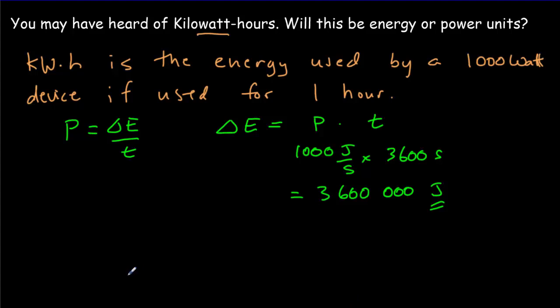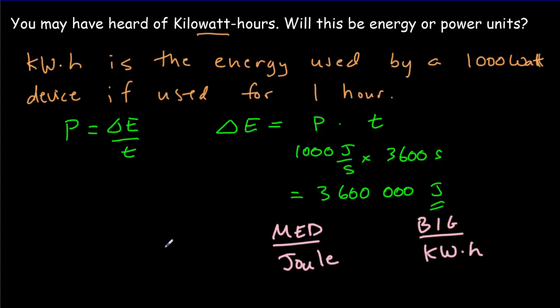So in this course we're going to have 3 units for energy. If we've got really big amounts of energy, then we're going to use kilowatt hours. If we're talking medium amounts of energy, then we use the SI unit, the joule. And if we're using small amounts of energy, such as in atoms, we use what's called the electron volt.